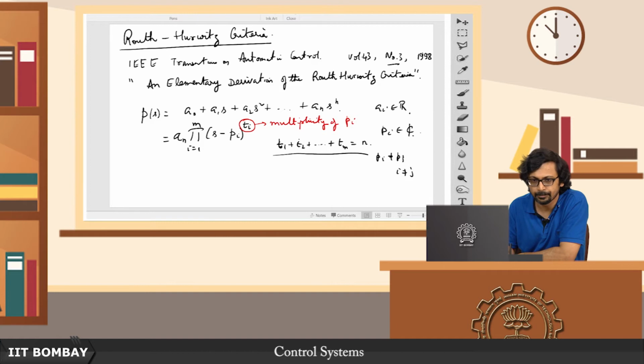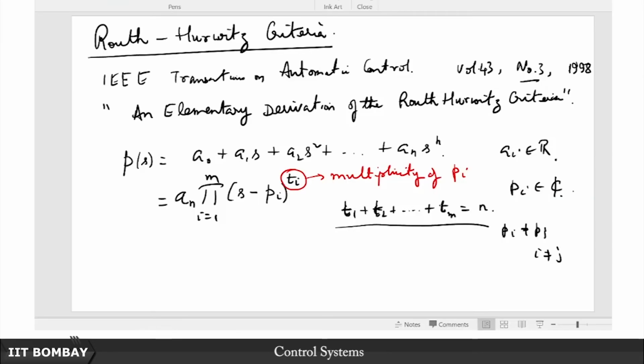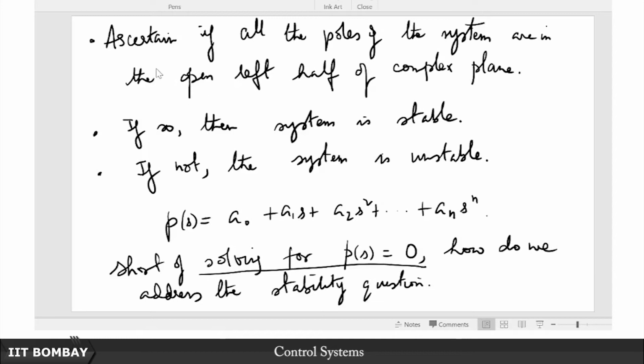Okay, so, this is T, it might look like epsilon, but it is T. So, we can factorize it in this fashion. Now, let us cast our attention back to the question we are trying to answer. What is it? Whether the poles of the system are in the open left half of the complex plane.